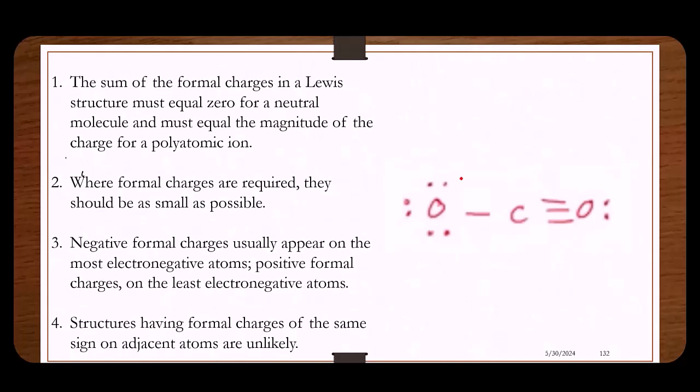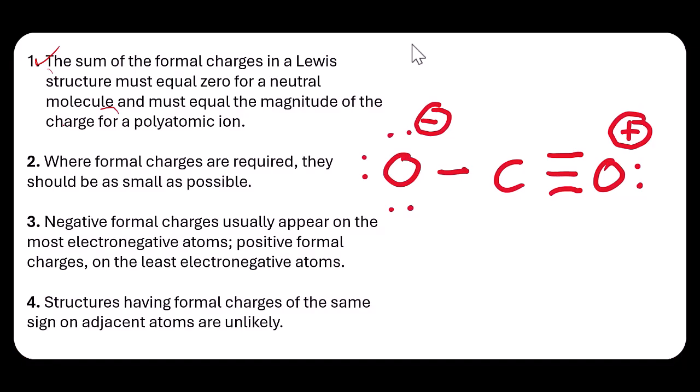Okay, let's go ahead and review this molecule with these 4 guidelines. We said there is a negative formal charge on this oxygen. The carbon was neutral, and there was a positive charge on this oxygen. So looking at the first rule, the sum of the formal charge in the Lewis structure must equal 0 for a neutral molecule. And this is a neutral molecule, so this checks out. For the second guideline, where it says where formal charges are required, they should be as small as possible, I want to wait until we have all the structures built up so we can compare them and better determine which one has the lowest formal charge.